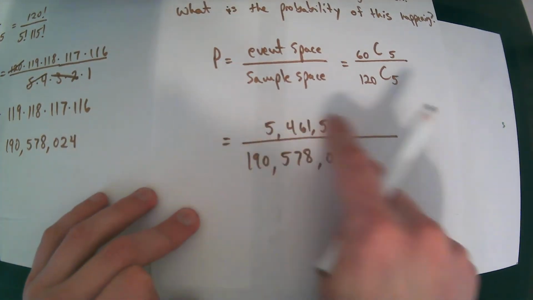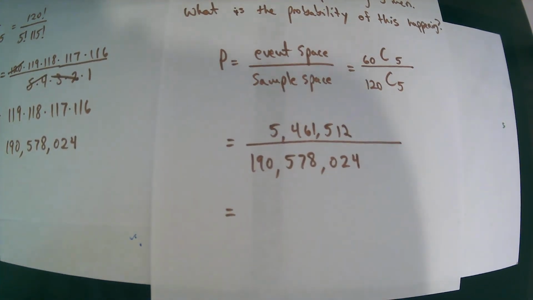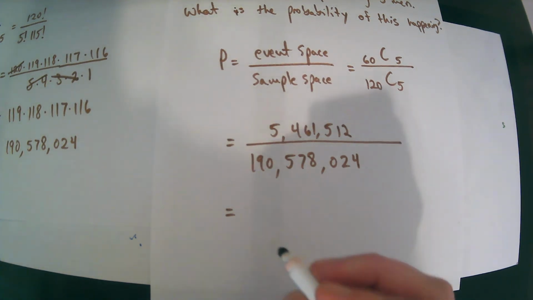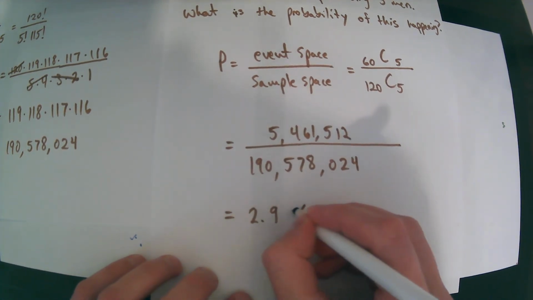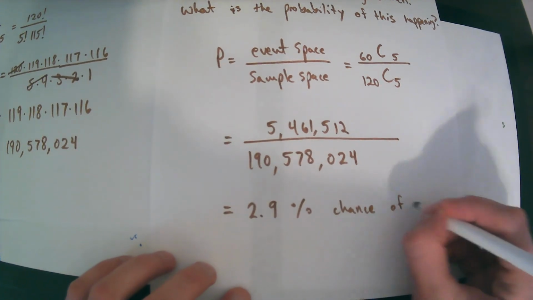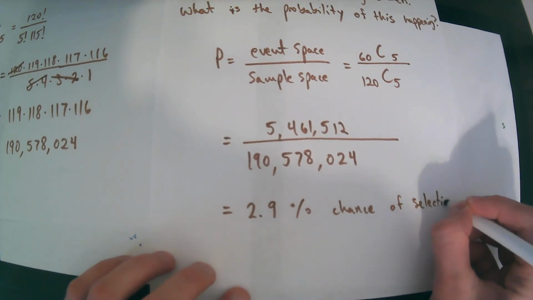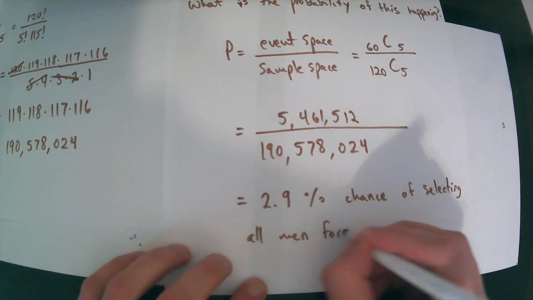Okay. So this is my fraction, and what the heck is this as a percentage? Well, I would just divide this by this, so divided by 190,578,024 equals, and then times 100 to make it a percent, and I'm getting 2.86, we'll just say 2.9% chance of selecting all men for the committee.